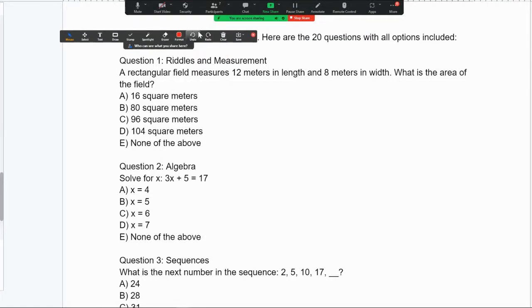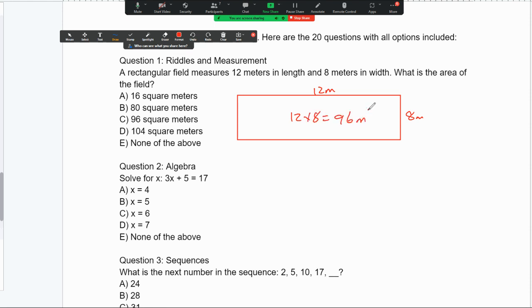So, 20 questions over here. A rectangular field. It says a rectangular field measures 12 meters in length. Okay, so that's 12 meters and 8 meters in width. What is the area of the field? So 12 times 8 equals 96 meters squared. So the answer here will be C.